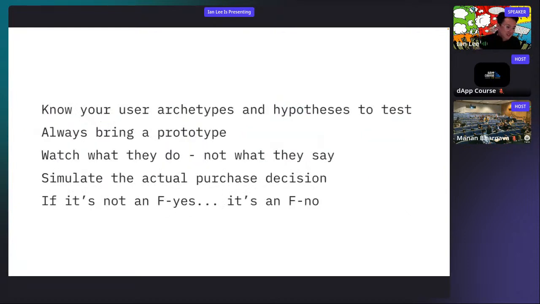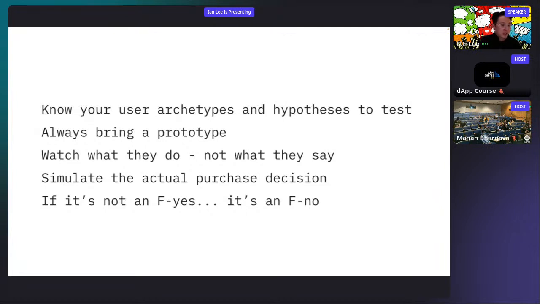Okay, so I think this is maybe my last slide. There's a lot that you should be looking more into in terms of how to do really, really strong design research to prototype and validate things. But here are some of the big lessons.